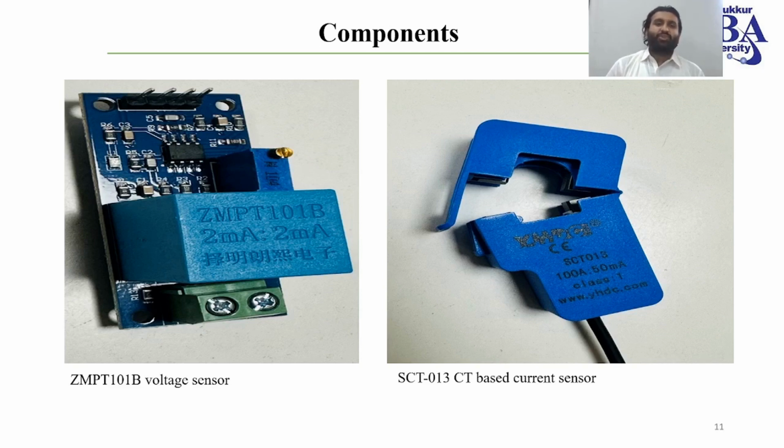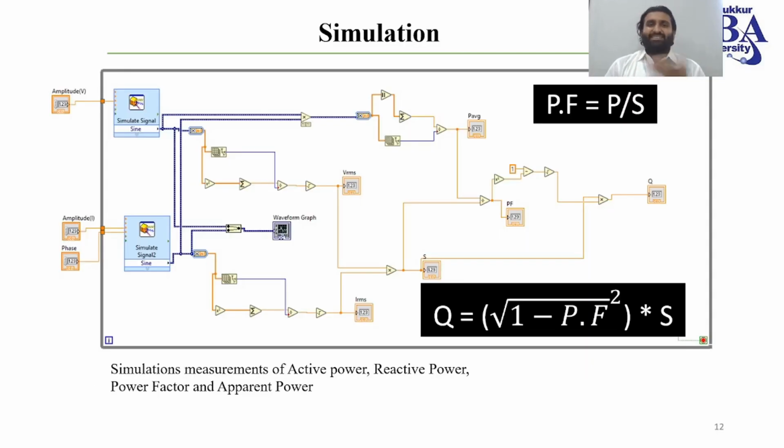These are the two basic components we used in our hardware in our project. One is the CT, a current transformer, and the other is the VT, a voltage transformer. The voltage sensor is the ZMPT 101B, and the current sensor is the SCT 013 CT. And then we simulate our PMU in MATLAB.